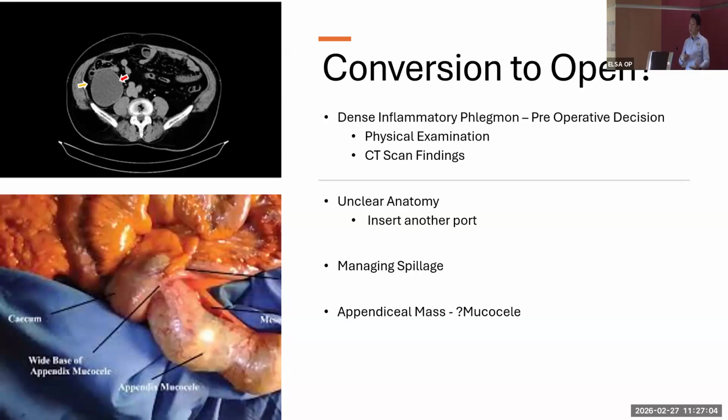Because we know phlegmons can be treated with antibiotics first. And then later on, we do a repeat CT scan to look for resolution, and then decide this patient may not need an appendectomy at all.